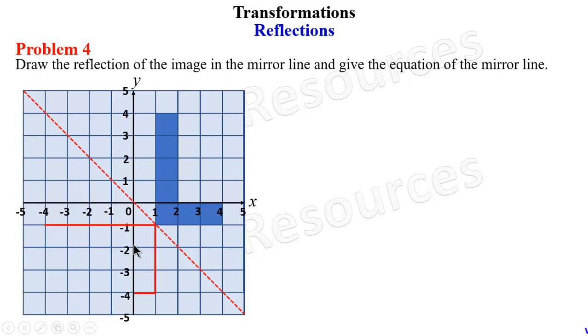While this we move up, we close the shape. This is still the object, while this is the image after flipping or reflection in the mirror line given. We are done with the first part of the question. Now we are to give the equation of the mirror line.